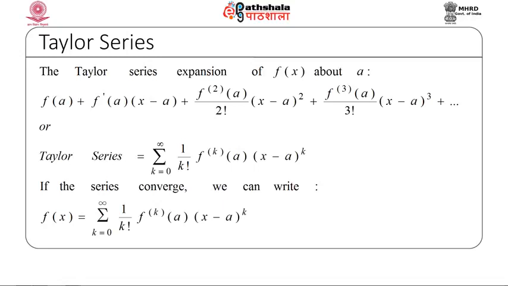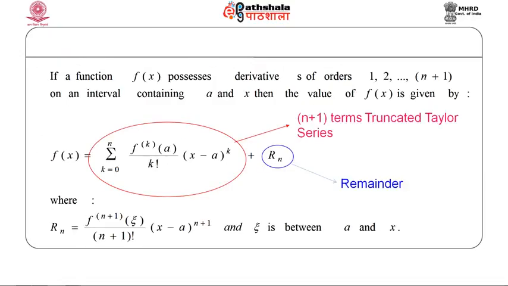And if the series converges, we can use up to a certain number of terms, and if we want to stop after the nth term, we approximate f x by the sum, sigma k equal to 0 to n, f k at a by k factorial, x minus a raised to k. The e raised to x series which we considered is a special case of this series when our a was 0 and the derivative of f x is e raised to x only, and plus we get the remainder term.